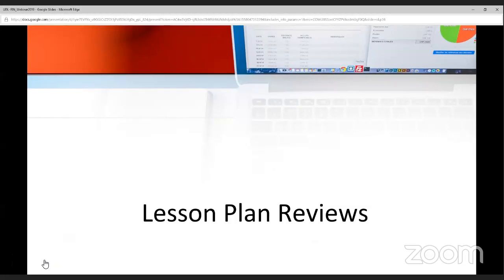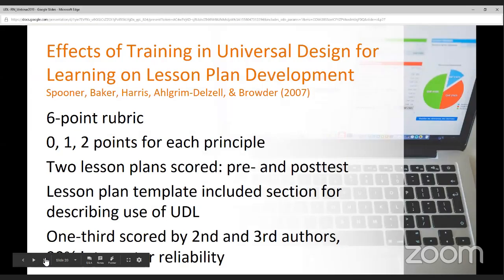As I said, measuring students' and instructors' perceptions and attitudes had a huge prevalence in our review. There were a few studies that took a different approach to measuring the knowledge and application of UDL, and those were the lesson plan reviews. A series of studies used either an original or an adapted rubric from Spooner and colleagues, 2007. So they either used exactly the same rubric or they modified it slightly.